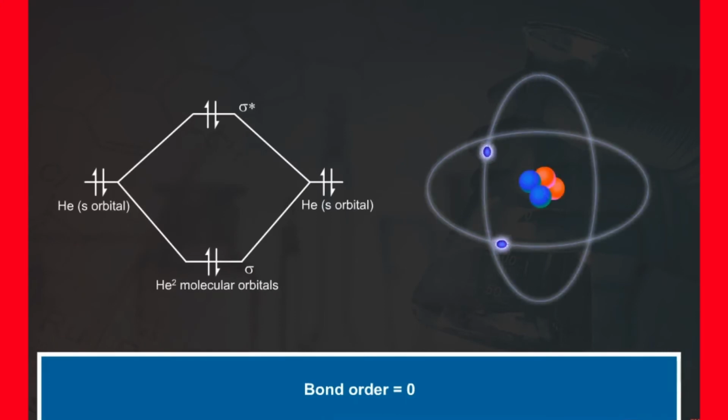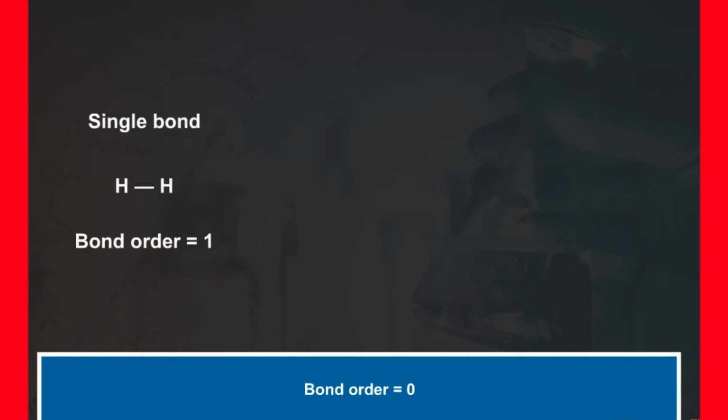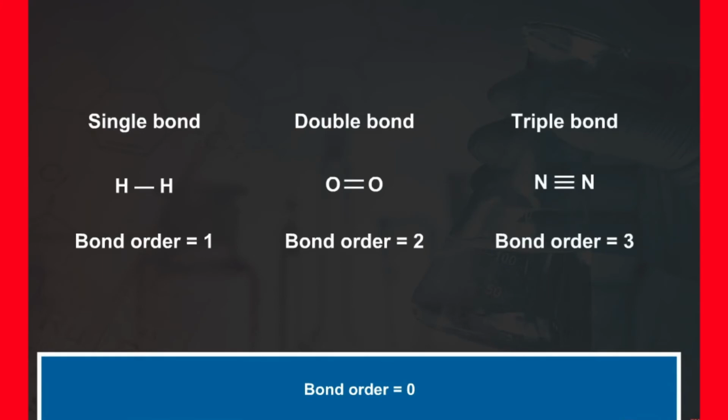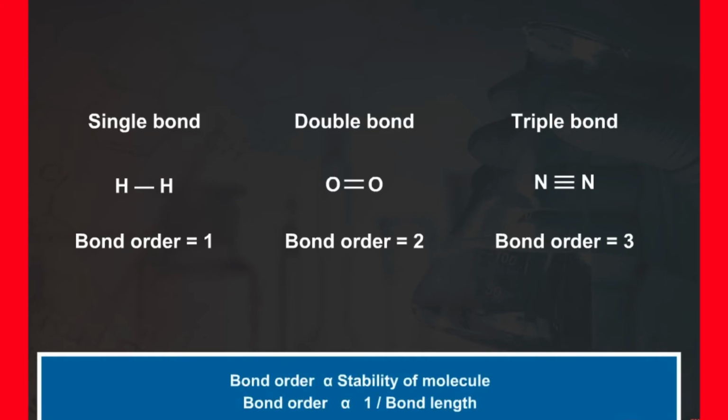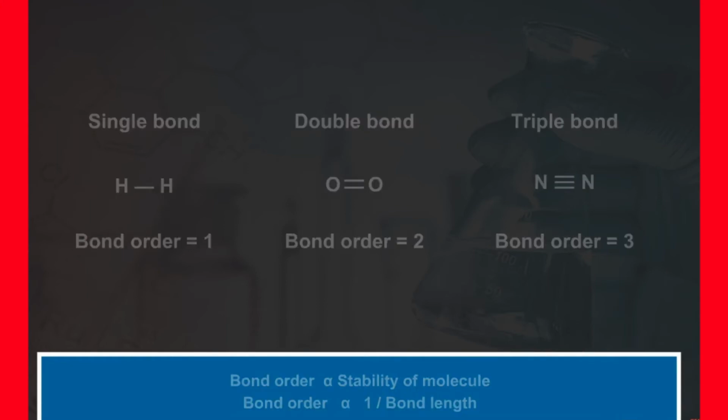If the bond order is 0, then no bonds are produced and the molecule is not stable, for example, the helium molecule. If the bond order is 1, then it is a single covalent bond. If it is 2, then it is a double covalent bond, and if the bond order is 3, then it is a triple covalent bond. Bond order is directly proportional to the stability of the molecule and is inversely proportional to the bond length.